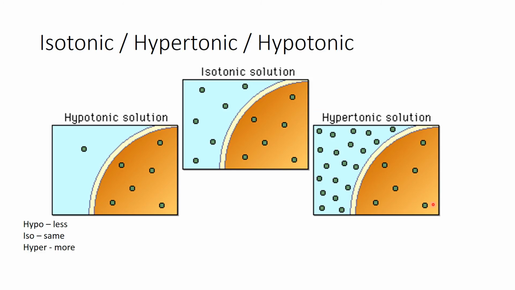Natural process. We use 3 words to help us describe this situation: hypotonic, isotonic, and hypertonic. Hypotonic means that there's less stuff, not enough. Isotonic means that there's the same amount. Hypertonic, more stuff. So osmosis is finished when you end up with isotonic, the same concentration on each side.